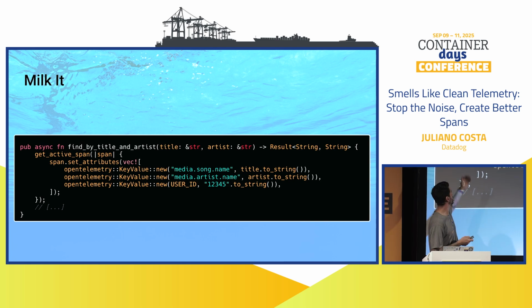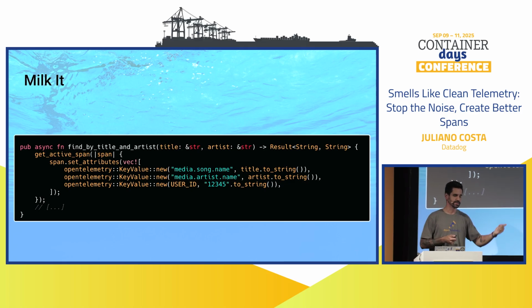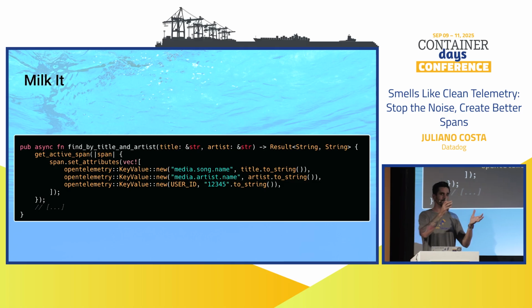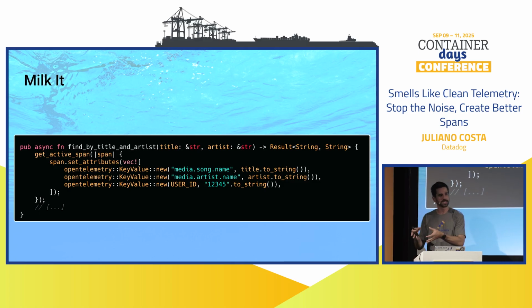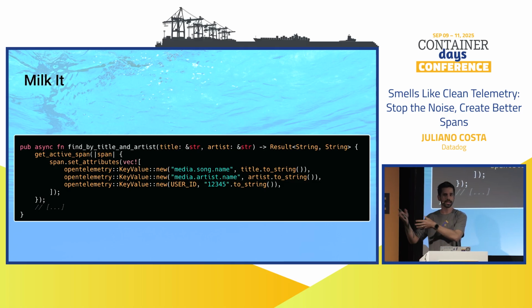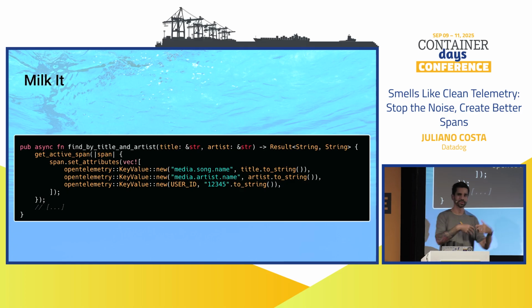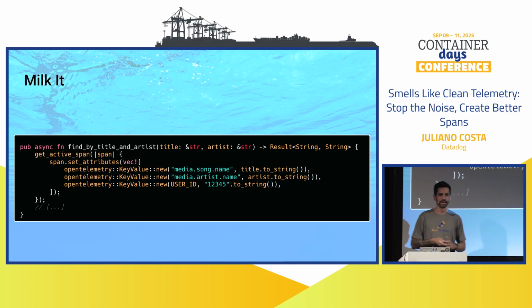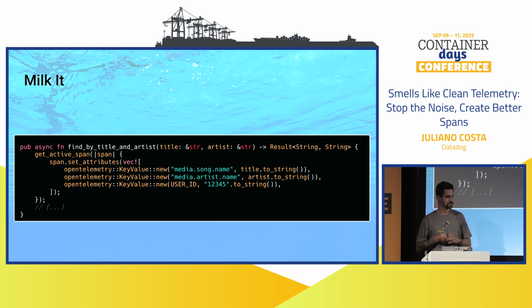So here I have an example where I just get the active span, and then I add song name, artist name, and user ID to that span. So then those attributes will be part of my span, and then I can query that without the need of actually creating and doing all the complex stuff that I shared before.